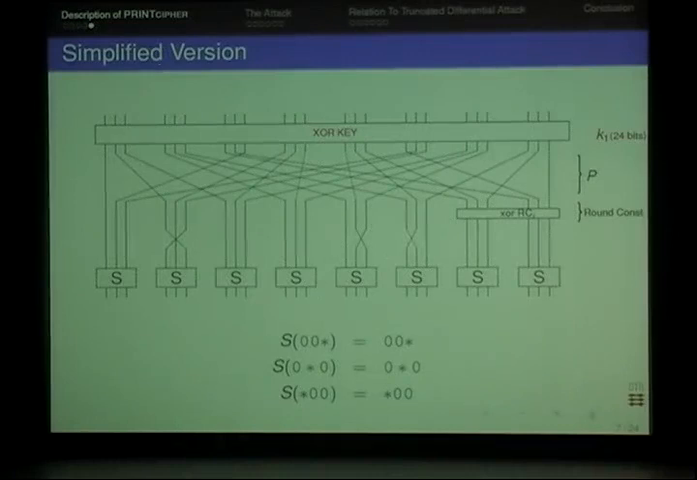Okay, so this is a picture of the simplified version. 24 bits. First thing is XOR with a 24-bit key. Then there is a permutation which is also very similar to the permutation of the original PrintCIPHER 48, and then there's again a round constant, as in the original cipher, and then instead of these red key-dependent permutations, I now fix one permutation. And then you have this modified S-box applied. And then you repeat this.